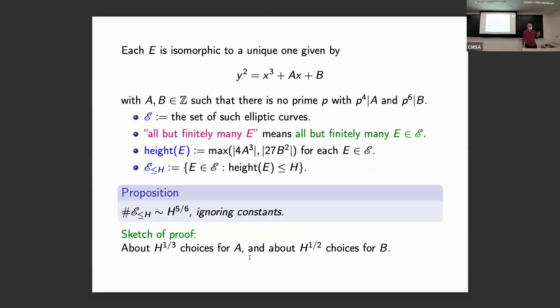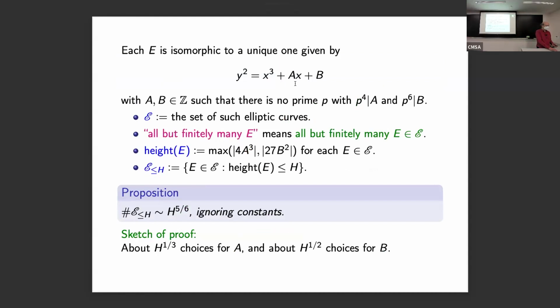So first, one thing that's going to be important is to understand how many elliptic curves there are where the A and B are up to a certain size. This is not too hard to figure out. First of all, some of these elliptic curves you get when you take integers A and B will be isomorphic to each other.